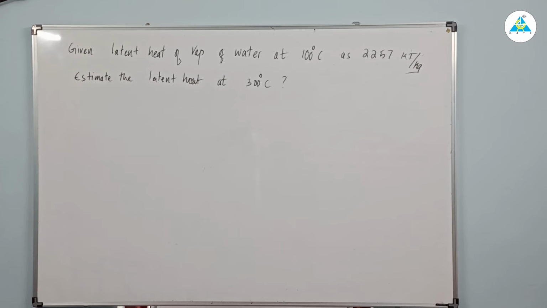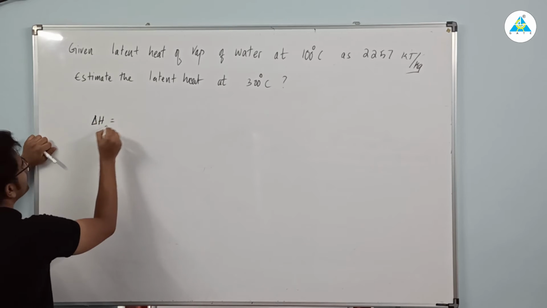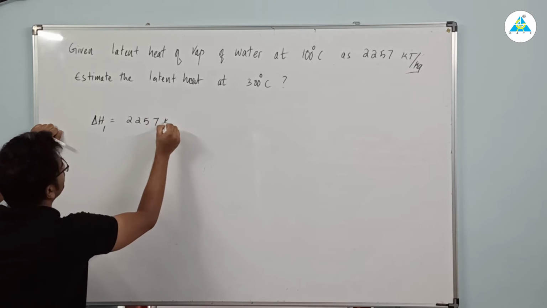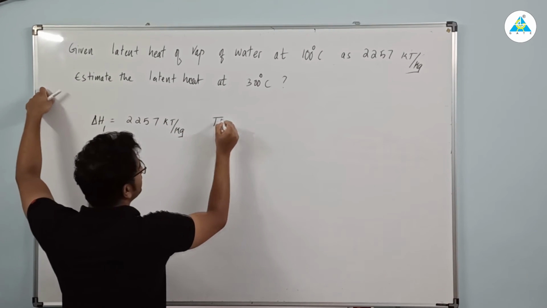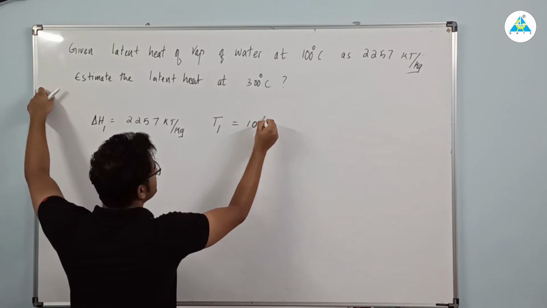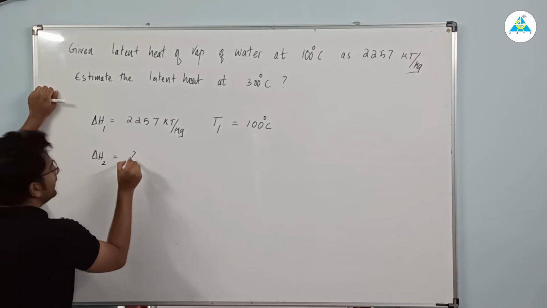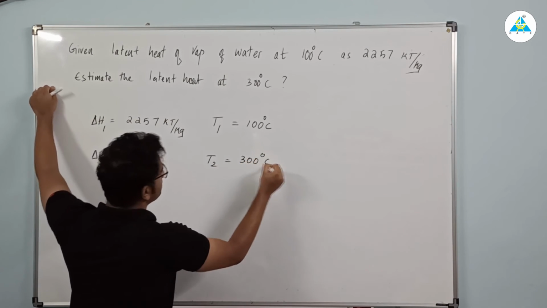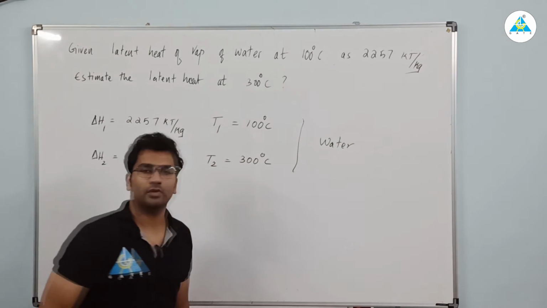So how to solve this? They have given the heat of vaporization, that is, delta H1 is given, which is 2257 kilojoule per kg at temperature T1, that is 100 degrees Celsius. They are asking what is the latent heat of vaporization when temperature T2 is 300 degrees Celsius for water. This is the question. So how to find it?